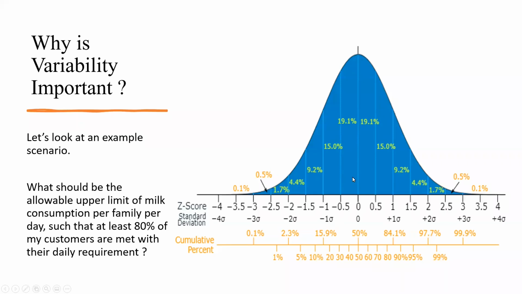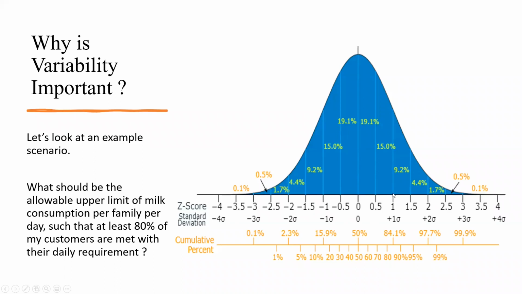Here we are trying to target only the upper limit. We are not requiring the lower limit, so we'll only focus on the upper limit, not on both sides. So I'll go across my x-axis and see where my 80% mark is met. I'll go on my cumulative percentage line: 70%, 80%, and 84%.